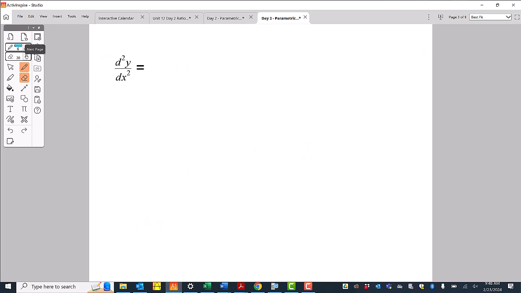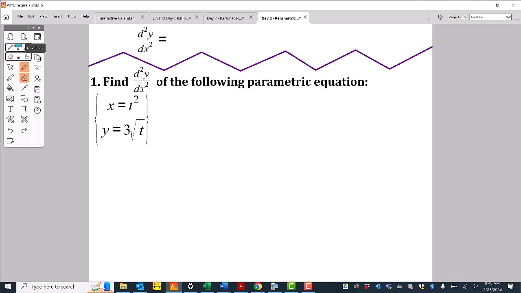The second derivative is of this formula. It's the derivative with respect to t of dy over dx divided by dx over dt. If you want to figure out how we got that formula, you can come and ask me. But that's the formula we're going to be using. So same exact equation we just had, but now we're finding the second derivative. So we found dy over dx earlier. It was 3 over 4 root t.